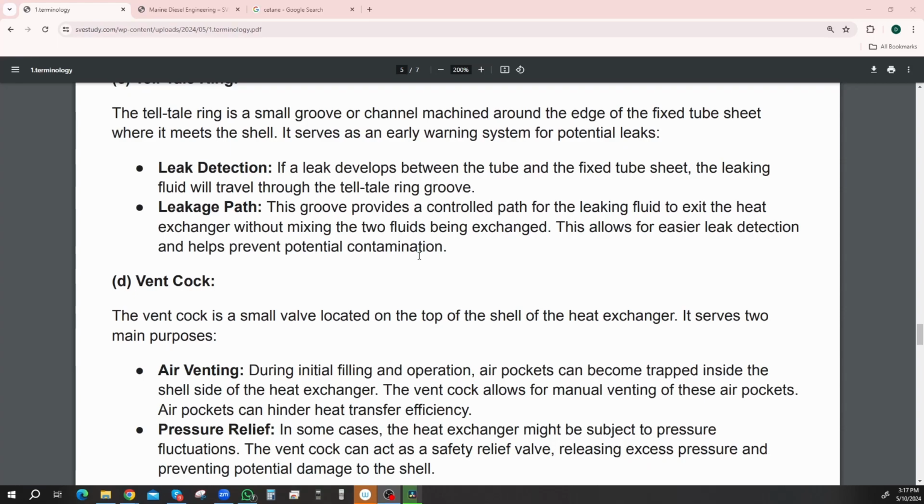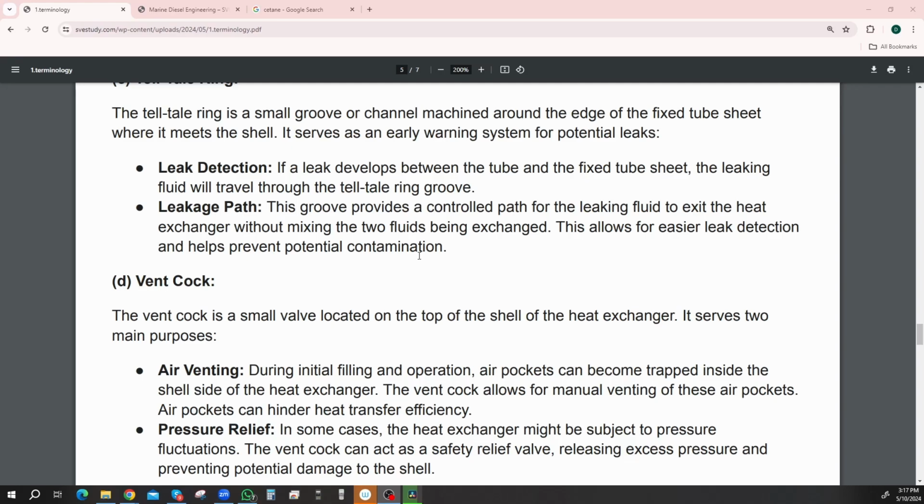Telltale ring. The telltale ring is a small groove or channel machined around the edge of the fixed tube sheet where it meets the shell. It serves as an early warning system for potential leaks. Leak detection: if a leak develops between the tube and the fixed tube sheet, the leaking fluid will travel through the telltale ring groove, where it collects together into one place. So if it drips, you can see it.